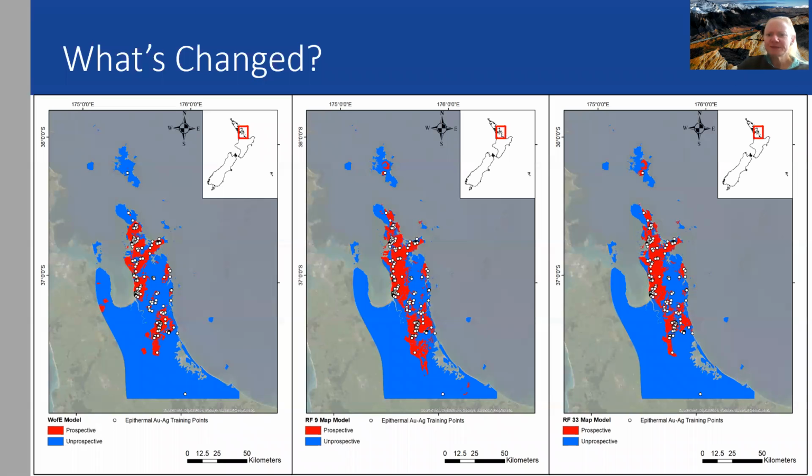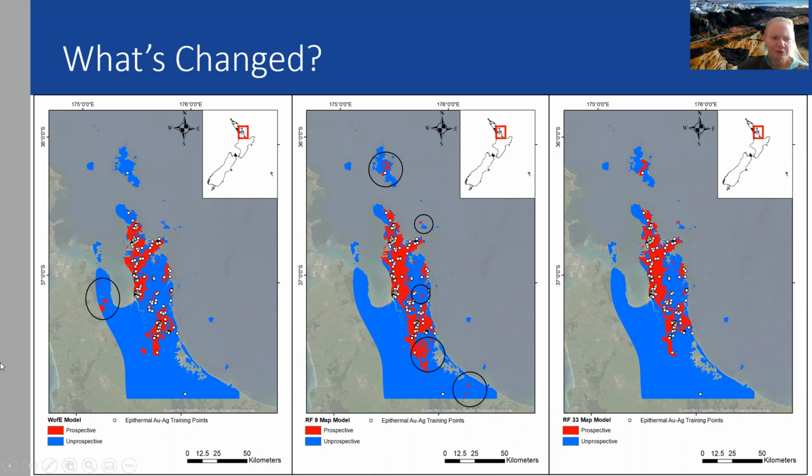So what's changed between the three models? On the left, we've got the weights of evidence model. In the middle, we've got the 9-map random forest model. And on the right, we've got the 33-map random forest model. And I'm just circling here where some of the differences are.